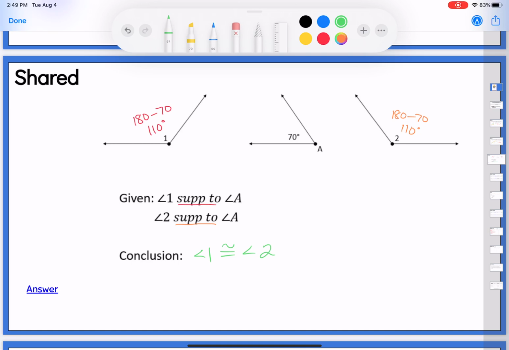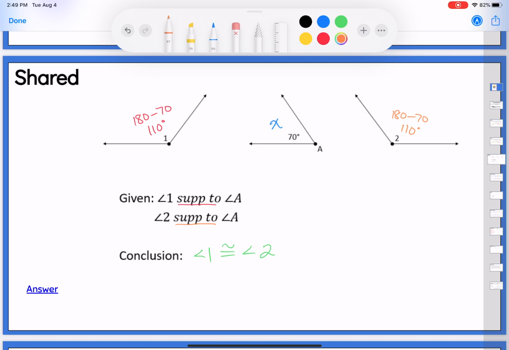So our conclusion there is that angle 1 is congruent to angle 2. We could put that they equal 110, they equal 110. That would be fine too in your list. But angle 1 is congruent to angle 2. That's a big conclusion. Now my question for you is, what if I didn't give you the 70 degrees? What if I only gave you that angle 1 was supplementary to angle A, and angle 2 is supplementary to angle A? What if angle A was just x, any number at all?